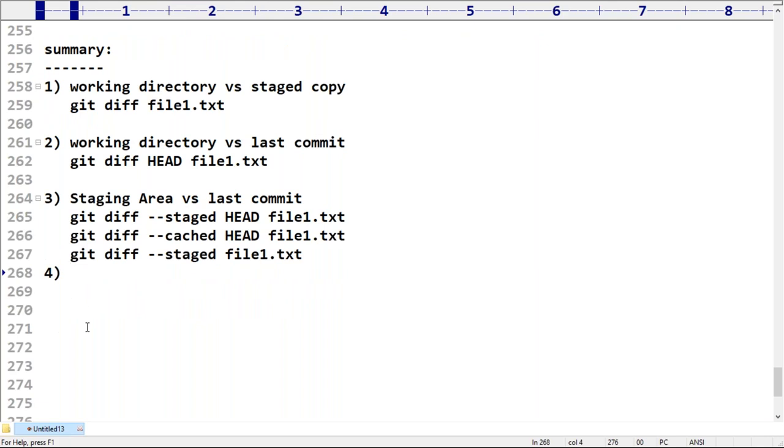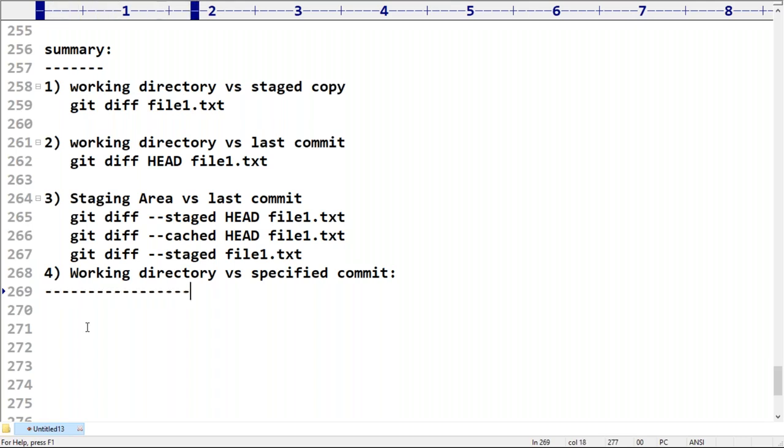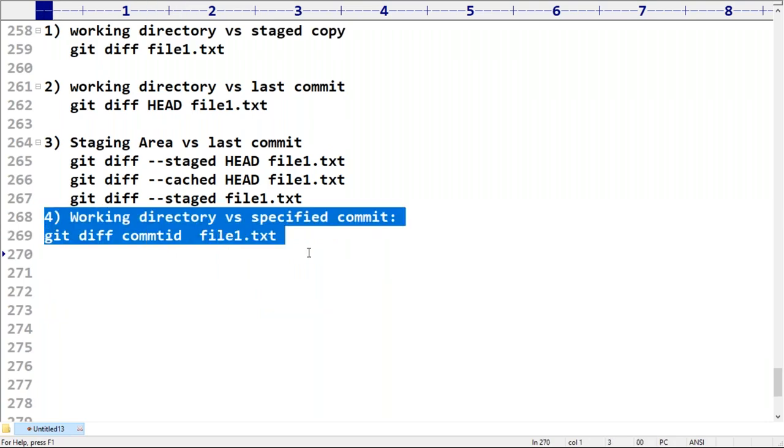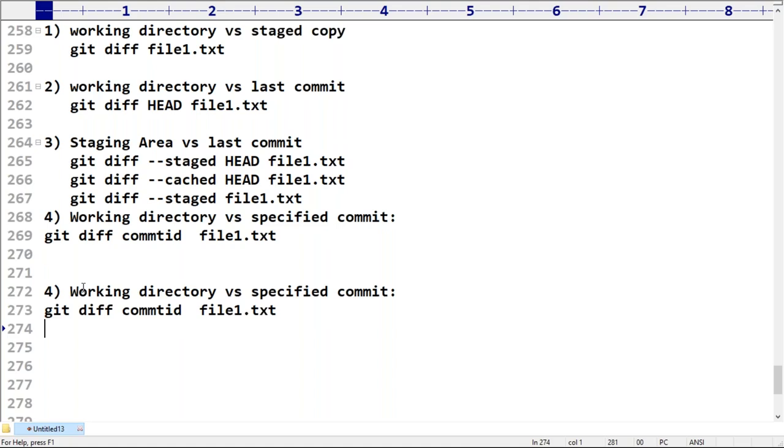Next, working directory versus a specific commit. What is the way? git diff, then the commit id, then file1.txt. Any explanation required? For working directory versus a specific commit, you have to specify the commit id.